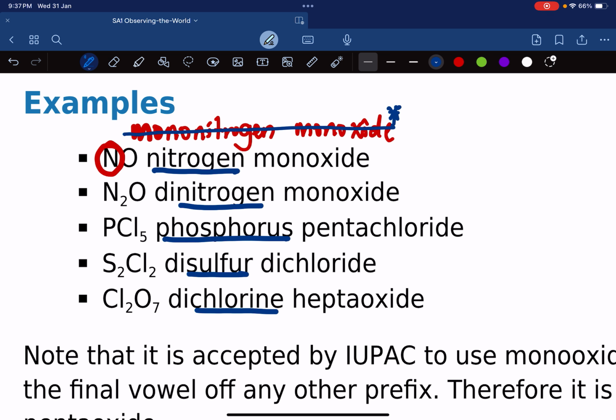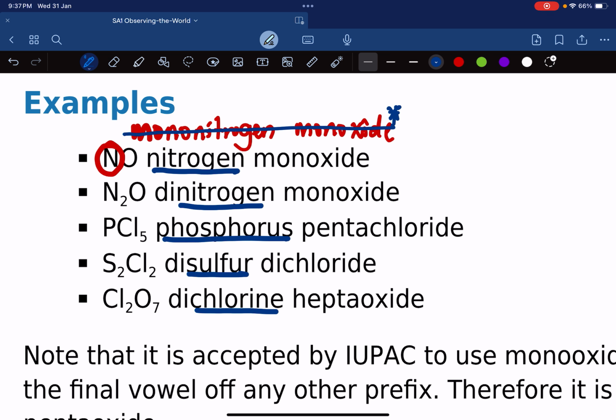Like for example here, there's only 1 phosphorus, so we don't say monophosphorus, we just say phosphorus. But if the second element is single, like in this example here, we use the word mono to tell everybody that the second element is single. The first element single means we don't say anything. If the second element is single, then we use the word mono.